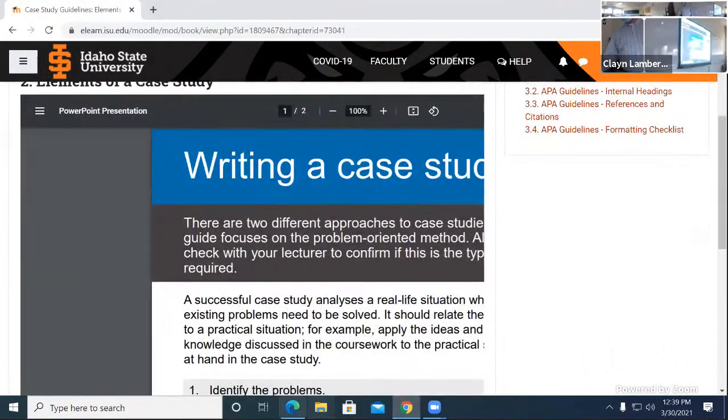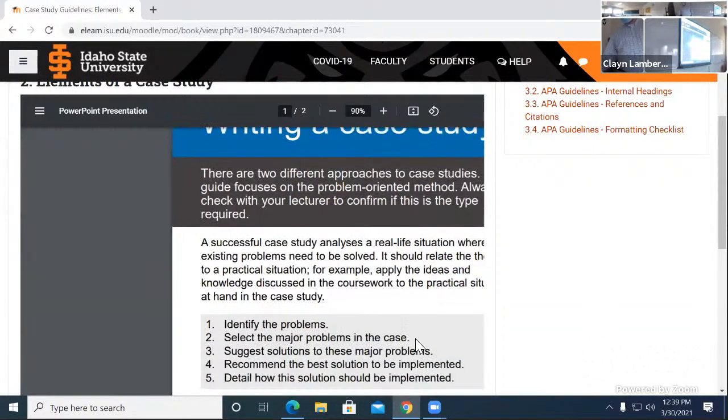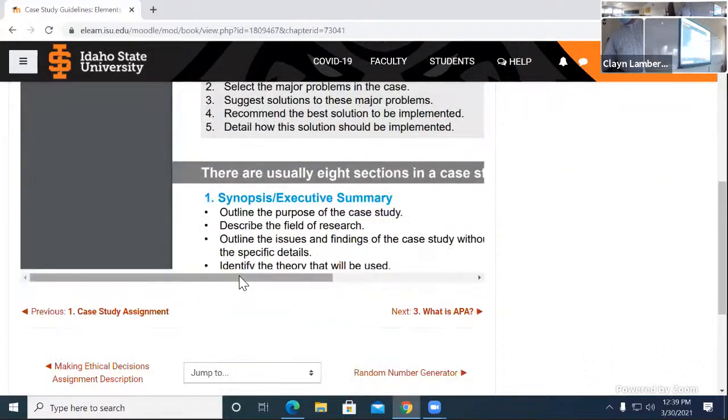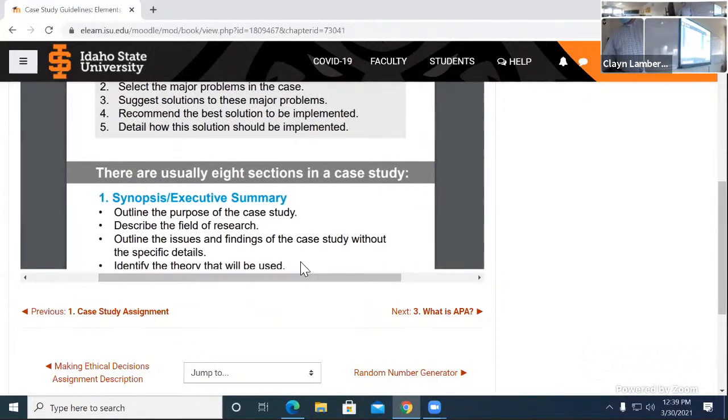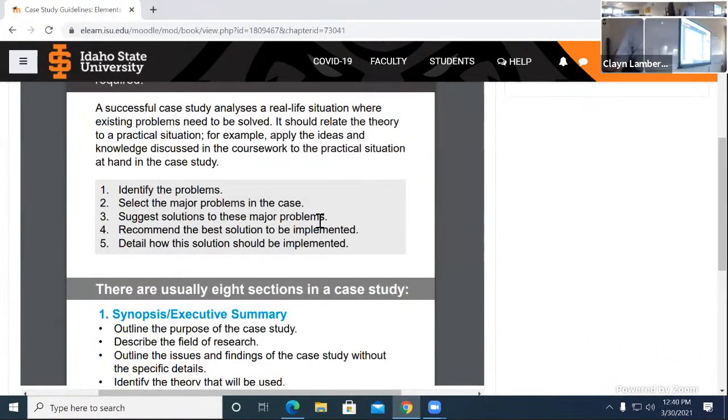So here are the elements. Let's shrink this down just a little bit. Hold on. Scoot this over so you can see it. Here are the elements of a case study. Okay, here's the process we're going to go through.